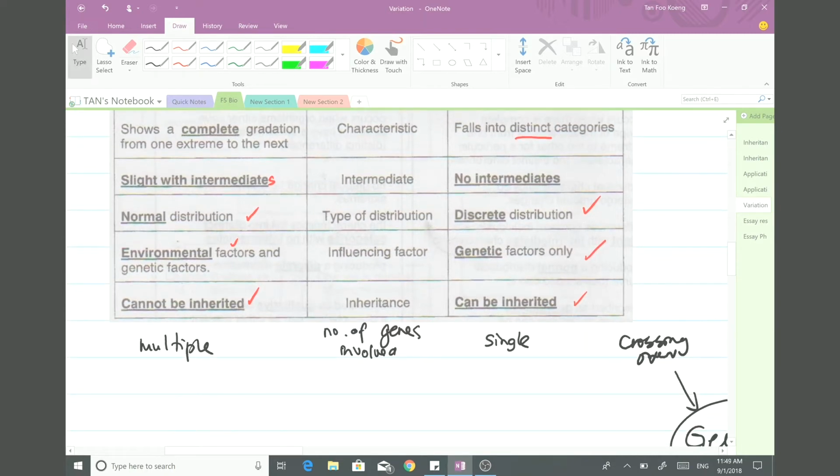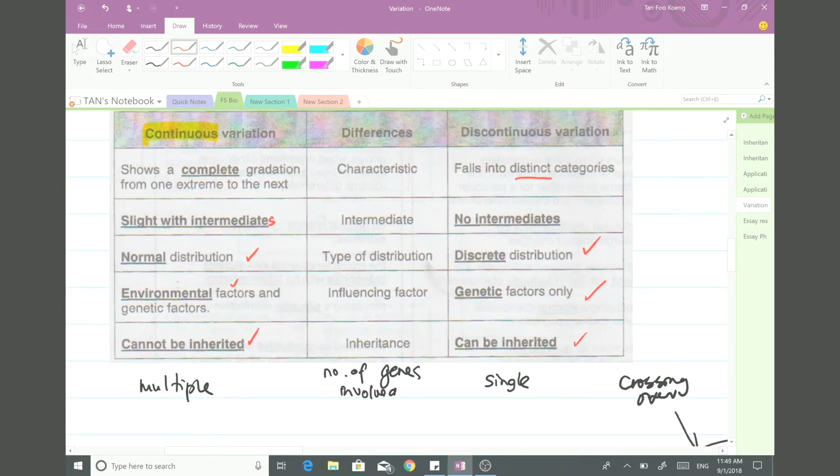So now let me add in one more point. What is the number of genes involved in this variation? For continuous variation, it will be determined by multiple genes. In discontinuous variation, it is determined by a single gene only.